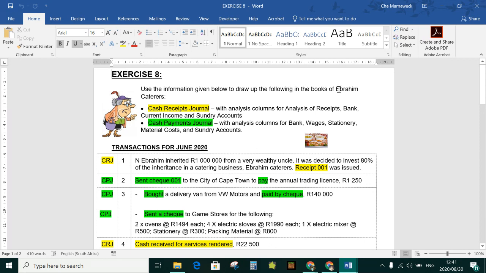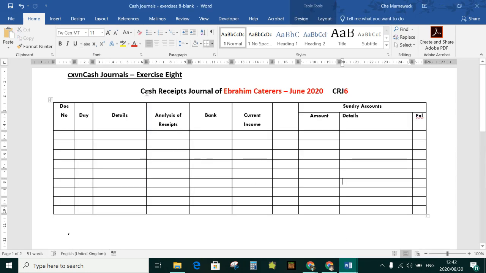So we have a look and we see the name of the company. We are going to be drawing up the cash receipts journal of Ibrahim Caterers for June 2020. So we have a look at our heading. We want to do the cash receipts journal of name of business, Ibrahim Caterers, dash, June, month, year, 2020. June is the 6th month, so our code would be CRJ 6. We are filling in analysis columns for analysis of receipts, bank, current income, and sundry accounts.